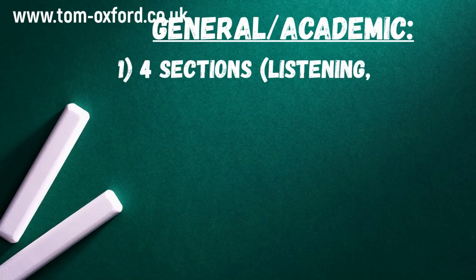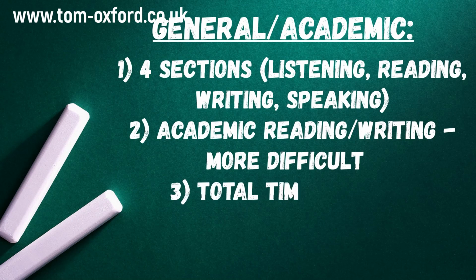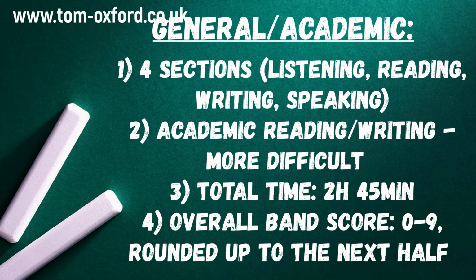So let's summarize what we've got today. Both general and academic tests have 4 sections: listening, reading, writing, and speaking. The academic test is more difficult in the reading and writing sections. The total time is 2 hours and 45 minutes. The overall band score is from 0 to 9 and rounded up to the next half.